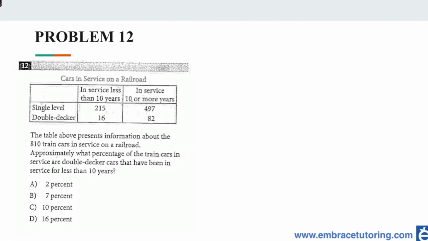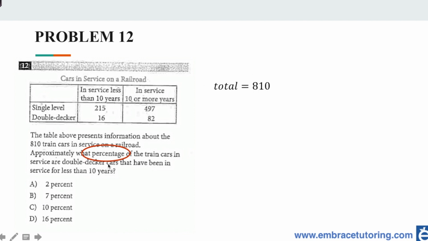Problem number 12 states, the table above presents information about 810 train cars in service on a railroad. Approximately what percentage of the train cars in service are double-decker cars that have been in service for less than 10 years? When I'm attempting to figure out what the percentage is, I want to first figure out the numerator and the denominator. It does say approximately what percentage of the train cars in service. I see that both of these are referring to in service, so my grand total is going to be 810.